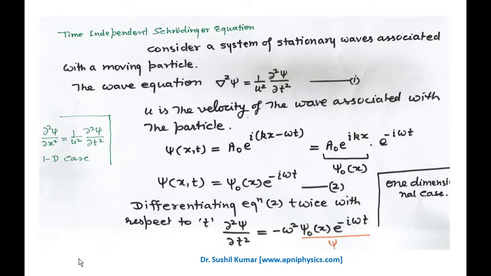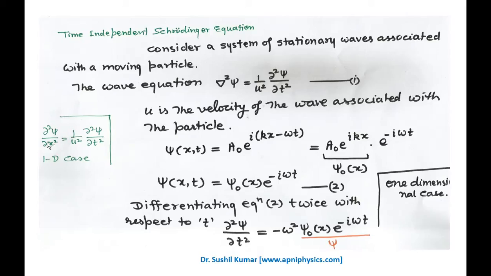And these are of two types. Number one is the time independent Schrodinger equation and number two is the time dependent Schrodinger equation. How can one derive the Schrodinger equation? That is basically shown here in a systematic way.